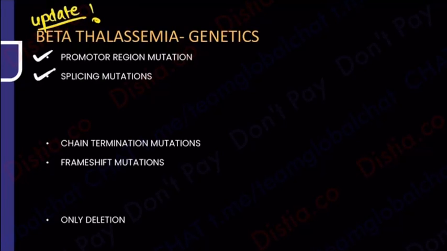There is a promoter region, there is a splicing region, and there is a chain termination region. So any of those mutations can happen. Either the mutation can happen in the promoter region, or it can occur in the splicing, or it can happen in the chain termination. So simple. Out of them, please remember, splicing mutations are the most common.